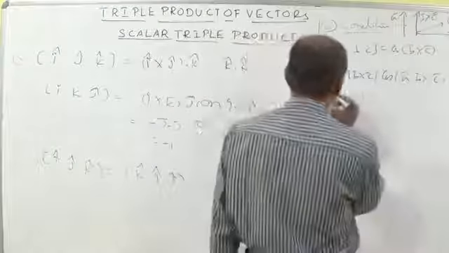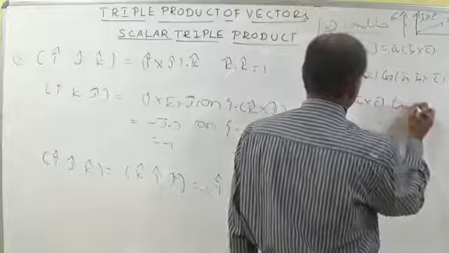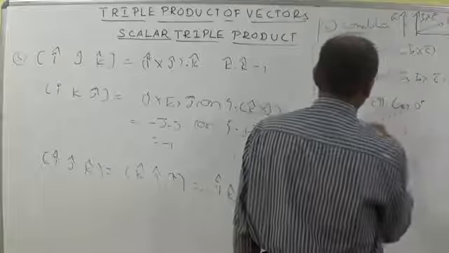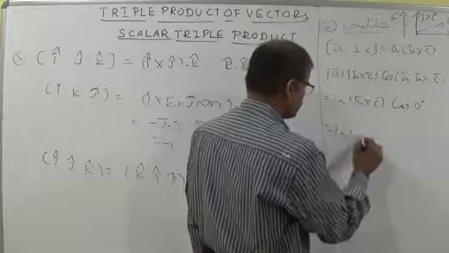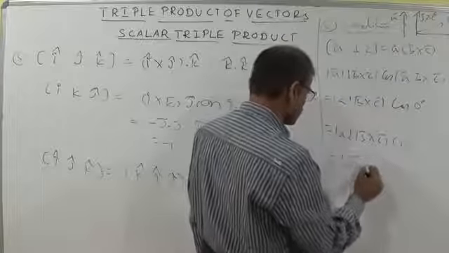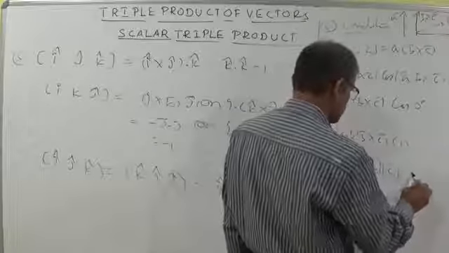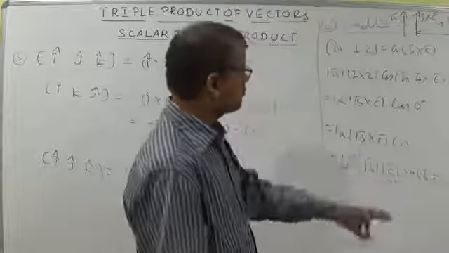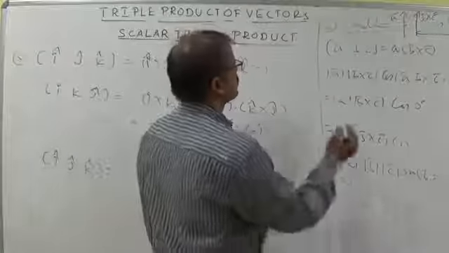So here you can write the value cos 0. In some problems we may get a value like this, cos 0. Next you can write modulus of A bar into modulus of B cross C into cos 0, value 1. In the next step we can write modulus of A into modulus of B into modulus of C into sin of B comma C.